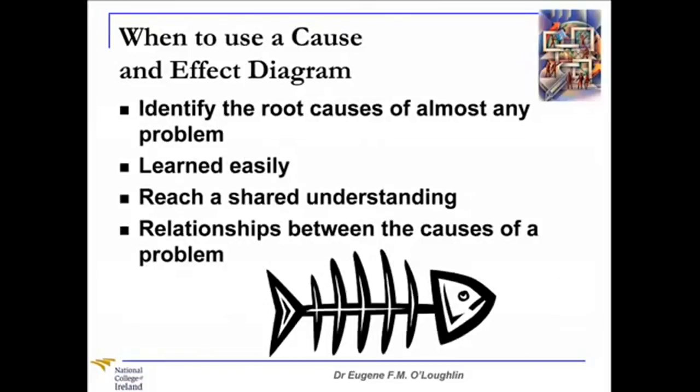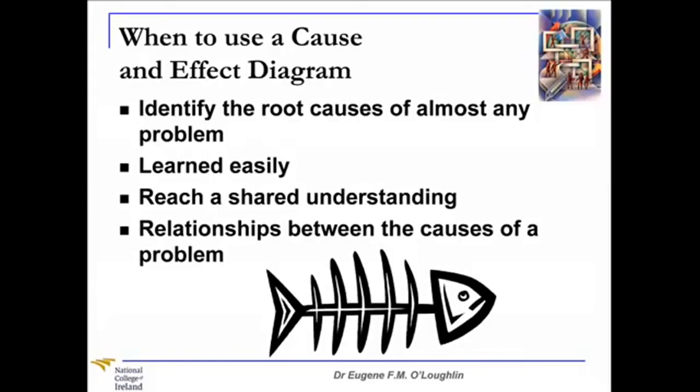So when do we use a cause and effect diagram? Well, it can be used to help identify the root causes of almost any problem that you can think of. This type of diagram is learned very easily by people, and it's very useful in helping teams reach a shared understanding of a complicated problem.